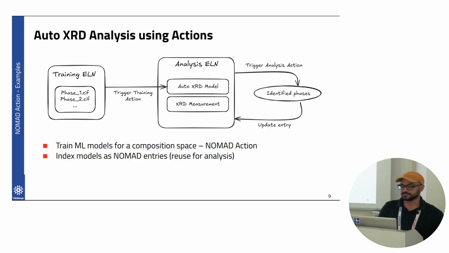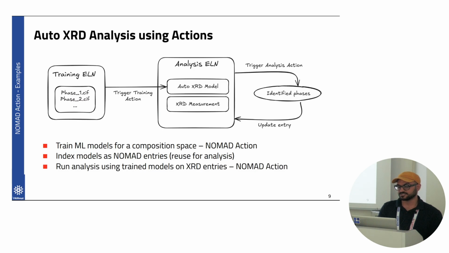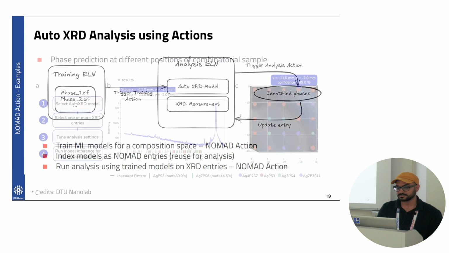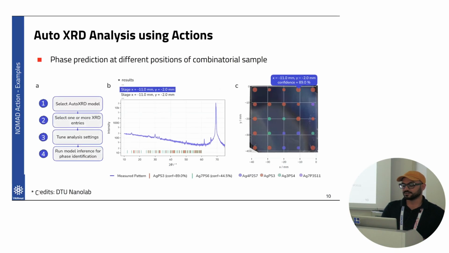So we have the trained machine learning model for a composition space as a NOMAD action. And then we also have the analysis as another NOMAD action here. So the result of this would be the phase predictions for the given X-ray diffraction data.